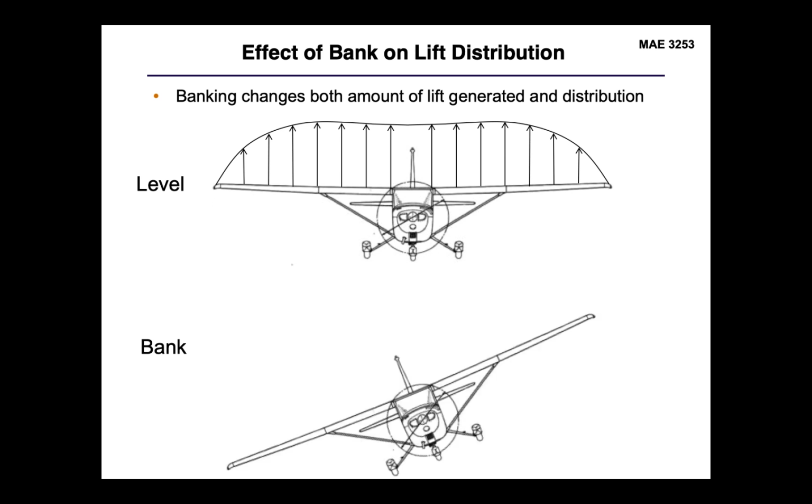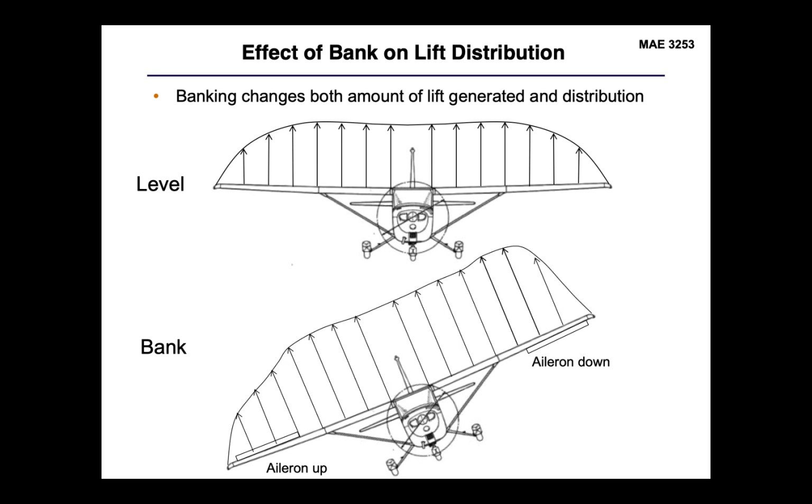But in a banking maneuver, once we've banked over, first we have to think about, well, how does our aircraft actually get there? Well, we're deploying control surfaces. In this case, the aircraft is flying towards us, so on the port side we have our aileron down to generate more lift, and on the other side we have our aileron up to generate less lift. So our resulting lift distribution is going to look something like this.